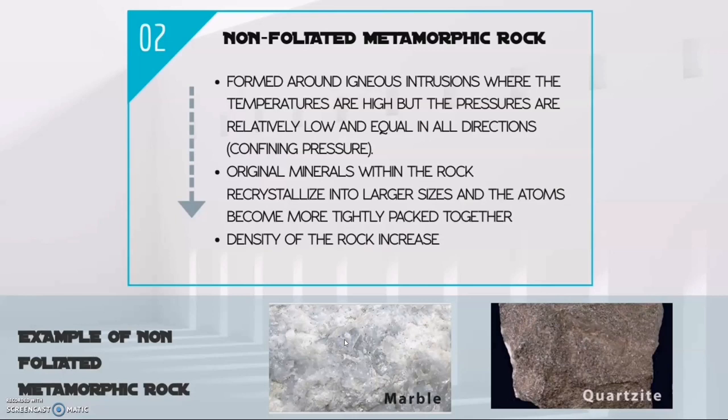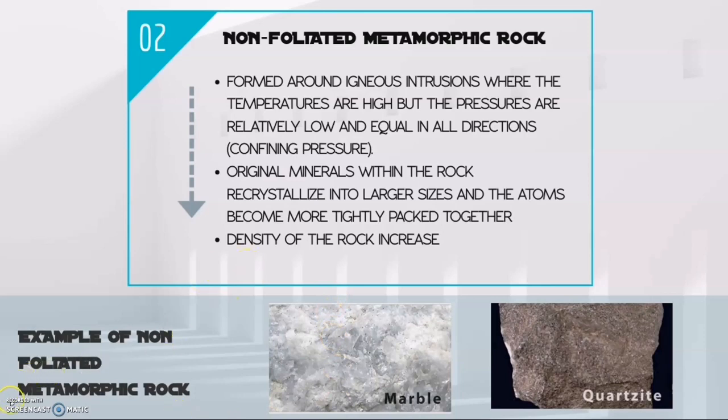Next, the second classification of metamorphic rock is non-foliated. It is formed around igneous intrusions where the temperatures are high but the pressures are relatively low and equal in all directions. The original minerals within the rock recrystallize into larger sizes and the atoms become more tightly packed together. Thus, the density of the rock increases.